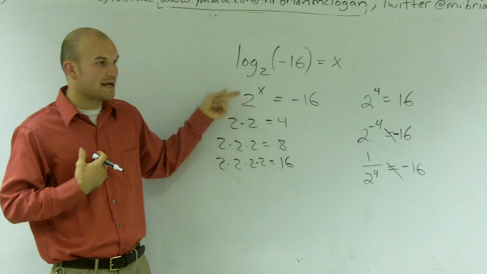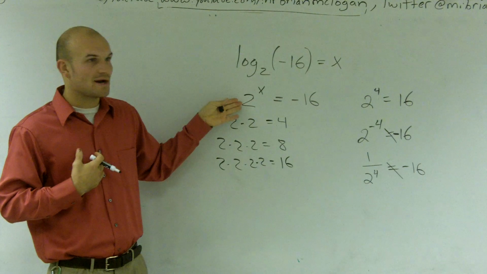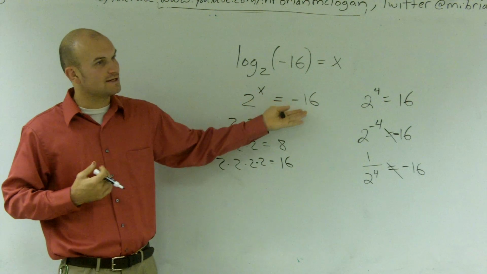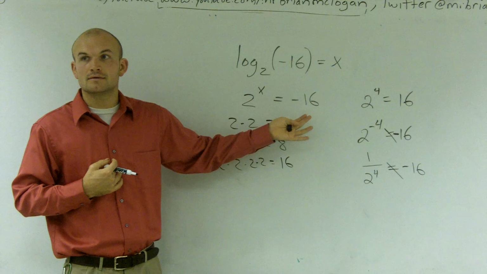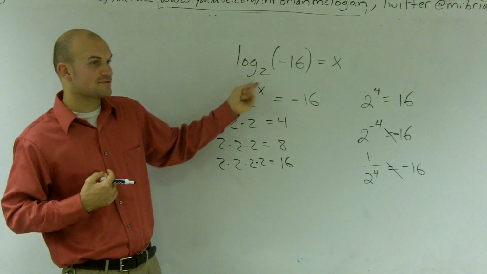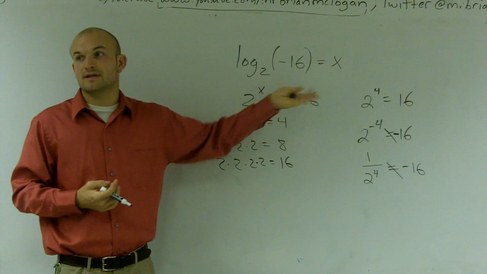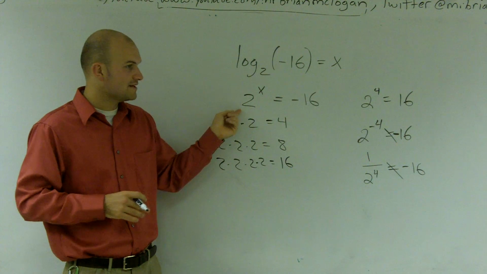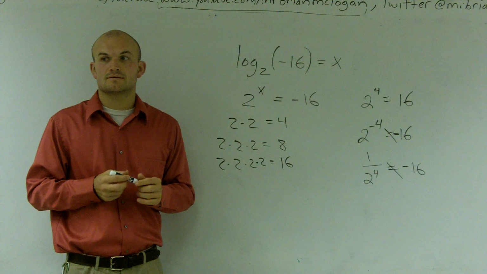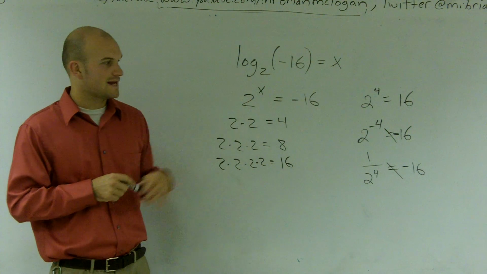Because you cannot multiply a positive number, it doesn't matter how many times you multiply a positive number by itself, you're never going to get a negative number. Right? Unless the base was negative, and this was an odd power, then you might be able to get a negative number. But since this is even, and you have it raised to a number, you're never going to make it negative. Make sense? So this is actually not possible.